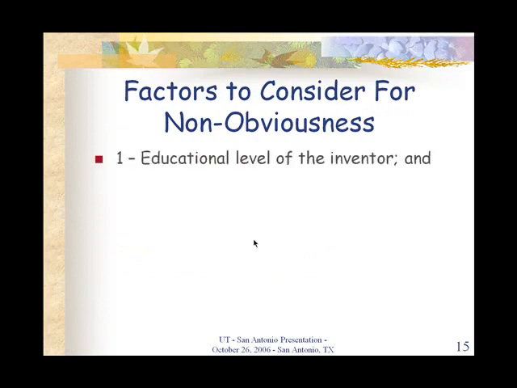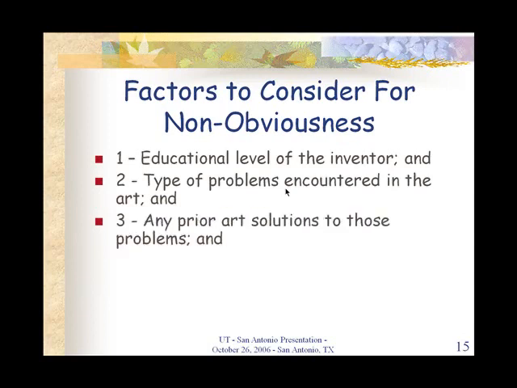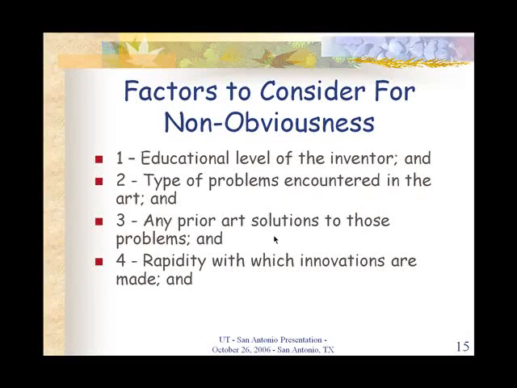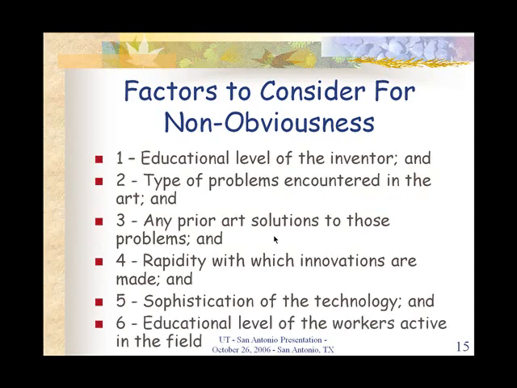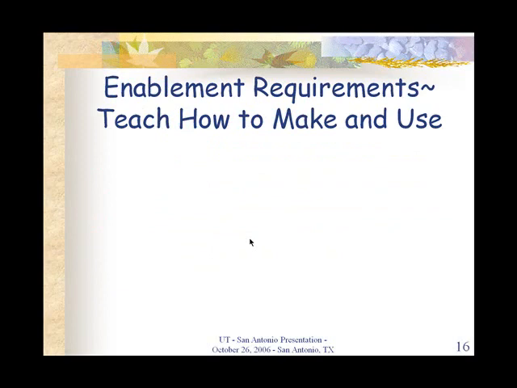So the factors to be considered: educational level of the inventor, type of problems encountered in the art, any prior art solutions to those problems, rapidity with which innovations are made, sophistication of the technology, and educational level of the workers active in the field. So quite obviously, in our arena, we're talking about people with PhDs, certainly bachelor's, master's, and on up, having sufficient scientific education and training and expertise to deal with the matters that would most likely be in one of our inventions.